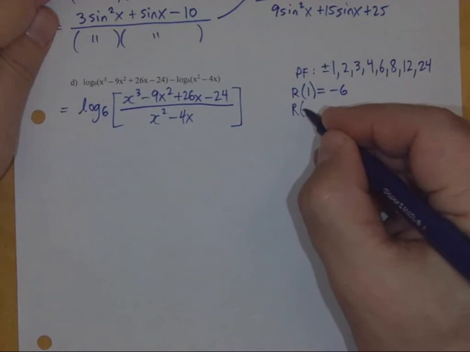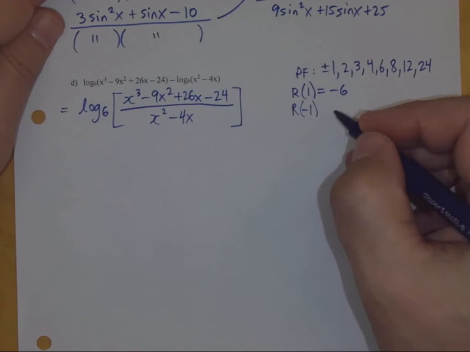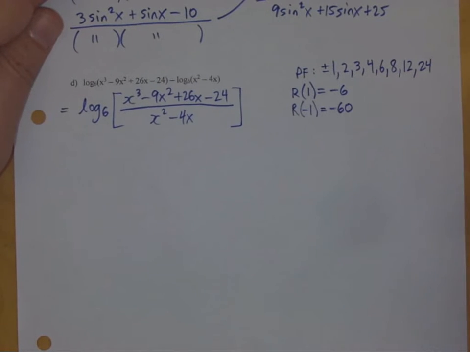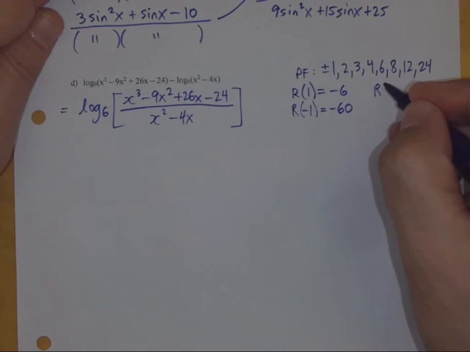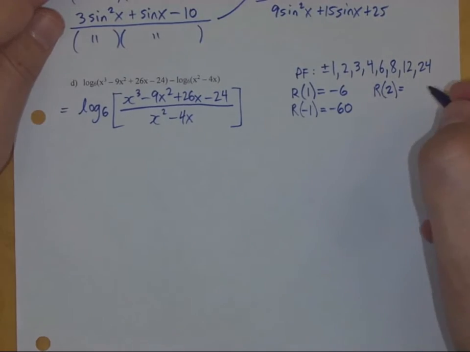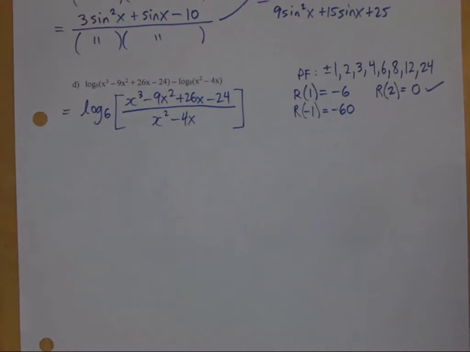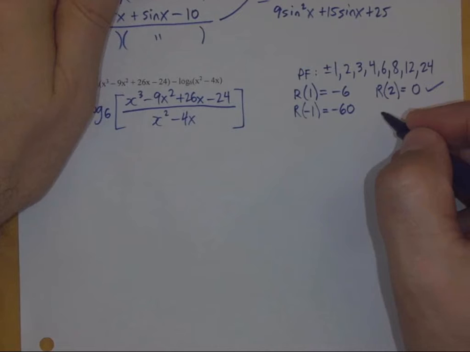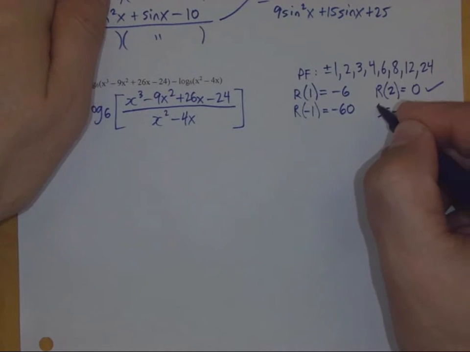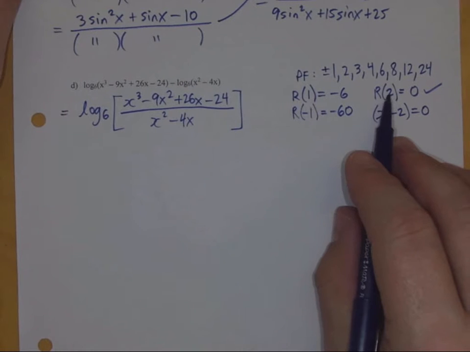The function at negative 1, let's test that next. Well, that gives me negative 60. Still doesn't work. What about the function at 2? When I plug in 2 into this function here for x, I get a remainder of 0. That works. And that's great. That means that we have a factor now. X minus 2 must equal 0. That is a factor that works, or a root of 2, same thing.